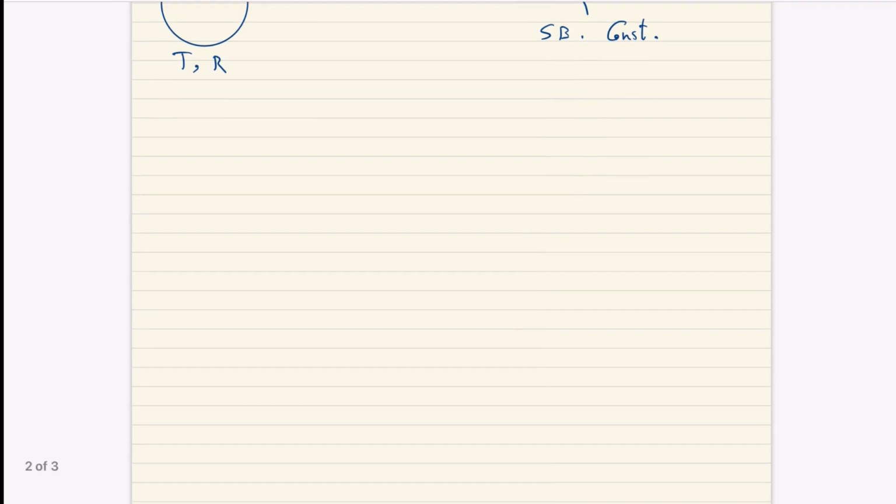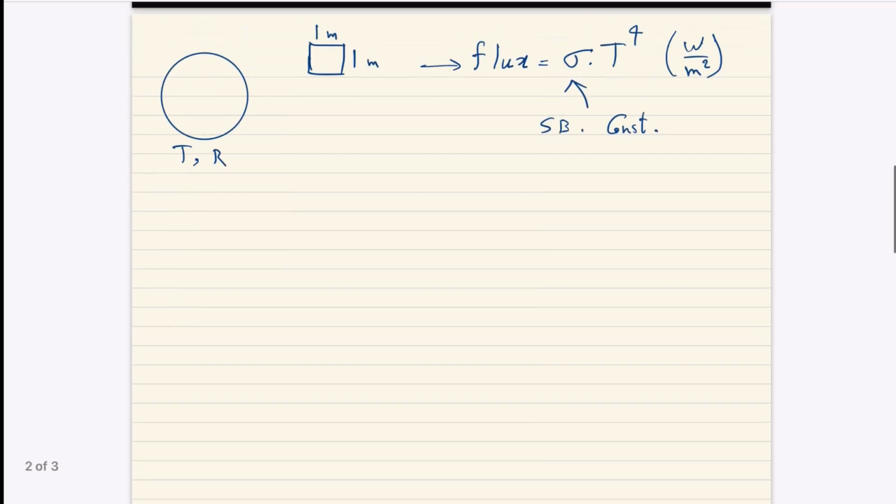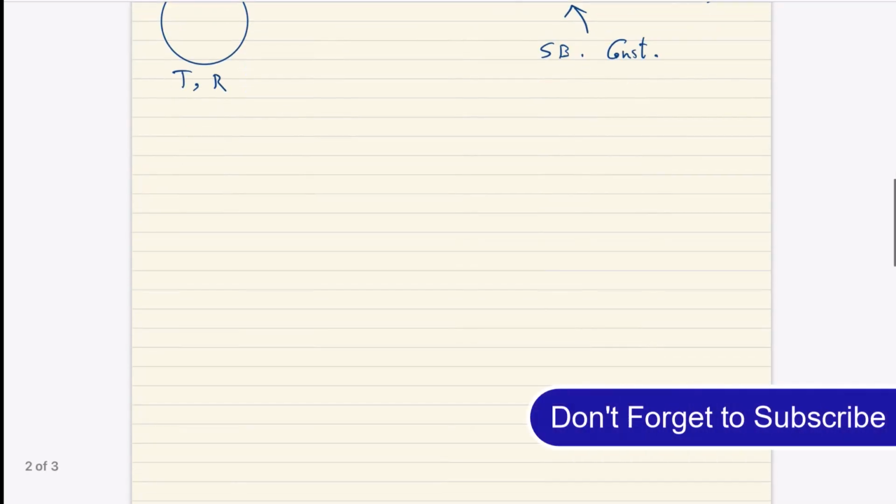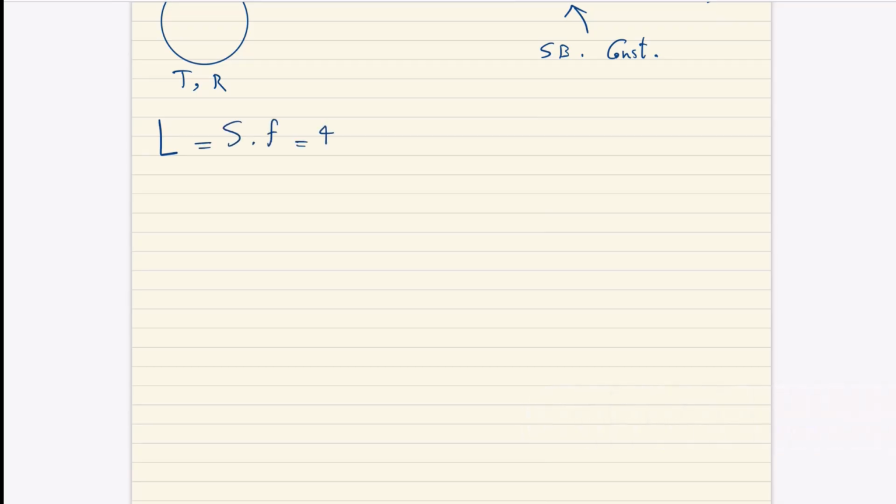Another intrinsic value is the light that is coming out of the whole surface of the star in the unit time. Simply, it's called luminosity, and is equal to the surface of the star times the flux, which is 4 pi R squared, the surface of the sphere, times sigma T to the power of 4. The next quantity is not actually intrinsic. It depends on the observer.